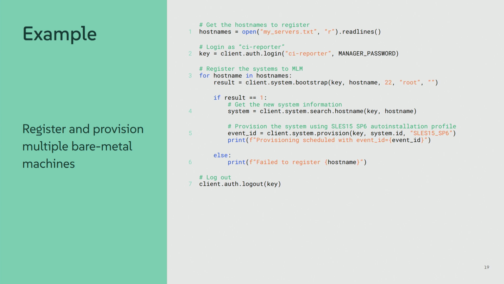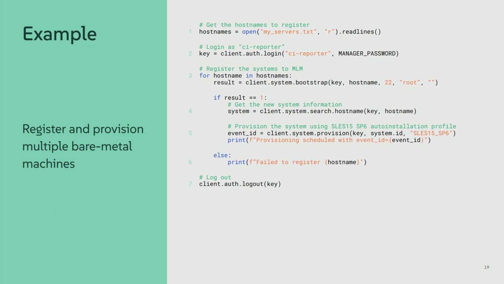And then you can see that there is a loop here, starting with step 3. And that's just looping my FQDNs for bare metal machines, because I have to repeat this process for each of them. And the first call I'm making to the API is system.bootstrap.